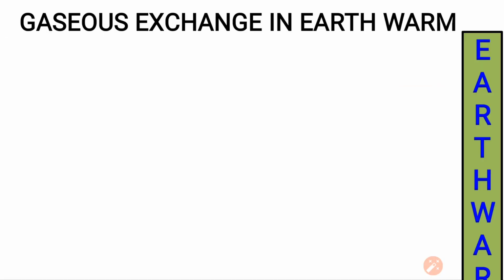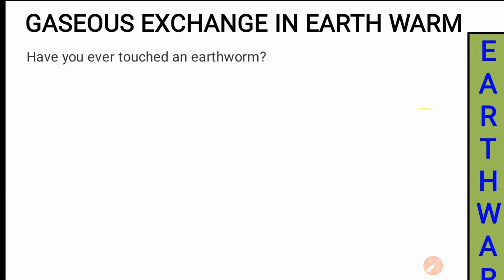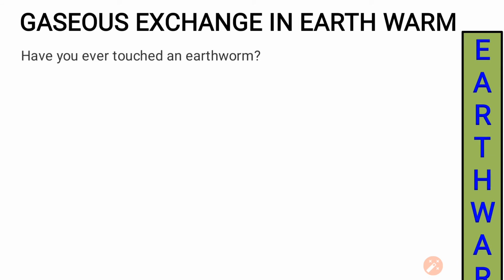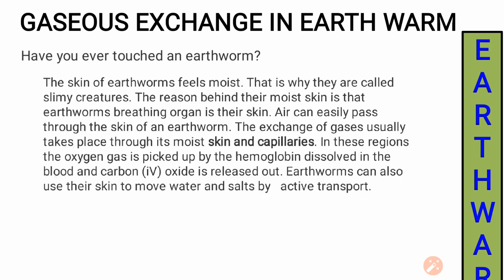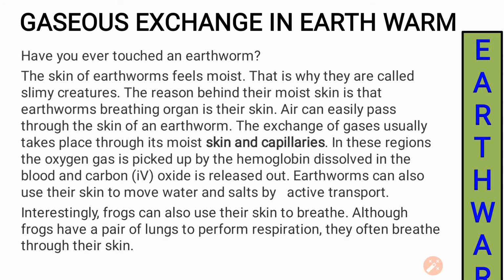Now, look at the earthworm. How does the earthworm respire? Have you ever touched an earthworm before? When you touch an earthworm, their skin is usually moist. They feel moist, alright? Not too wet, not too dry. Why? This is why they are called slimy creatures. The reason behind their moist skin is that the earthworm's breathing organ is their skin, and air can easily pass through the skin of an earthworm.